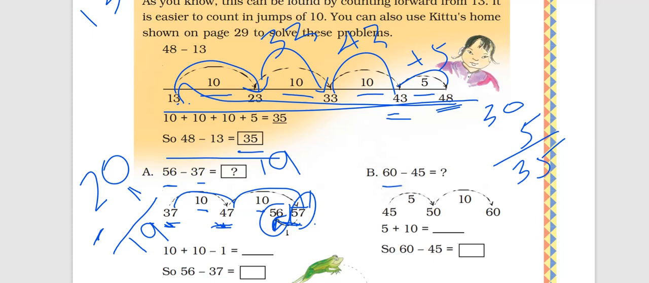The next one is 60 minus 45. So we start at 45 and go up until 60. Start at 45. What he did was he took 5 steps so he could reach 50. And then from 50 he took 10 steps. 50 is 5 tens, and you add another 10, you come to 6 tens. So you arrive at 60, which is where we wanted to go, right? So 60 minus 45 is, let's count the steps, 5 steps plus 10 steps, which is 15, right?